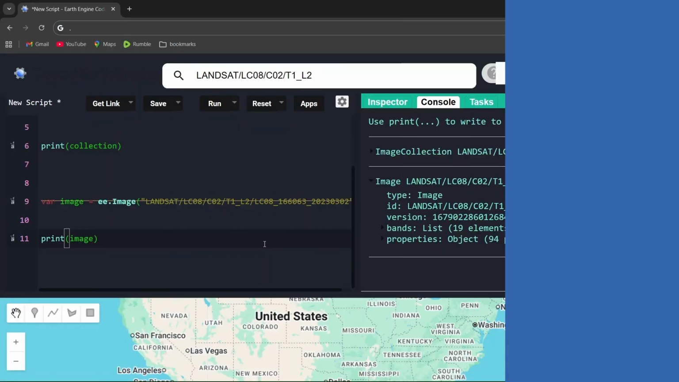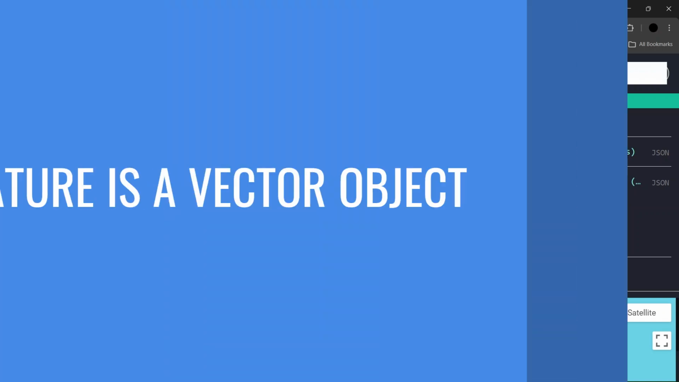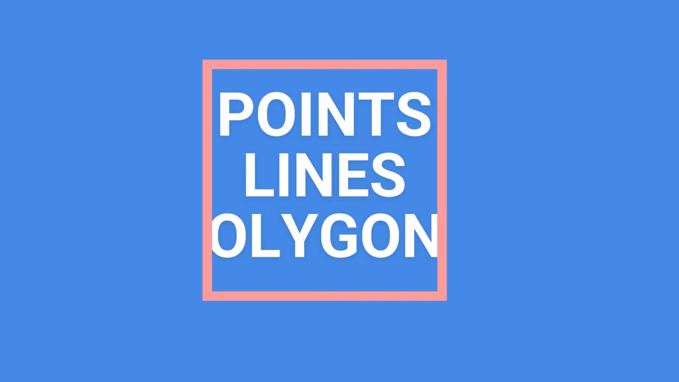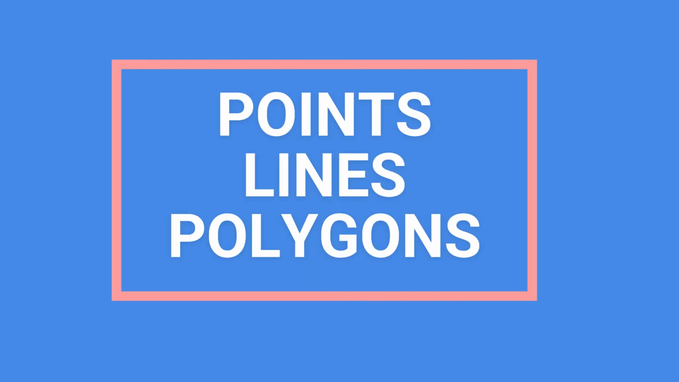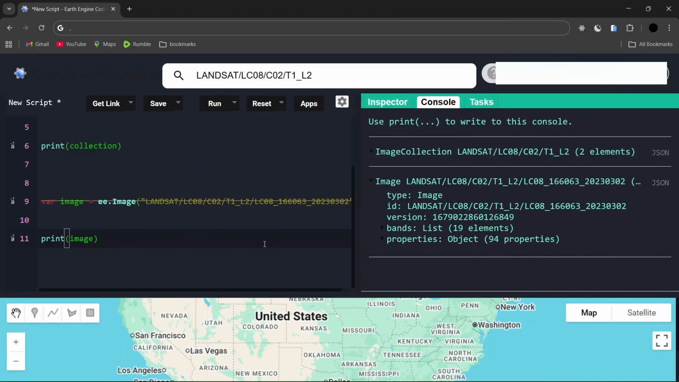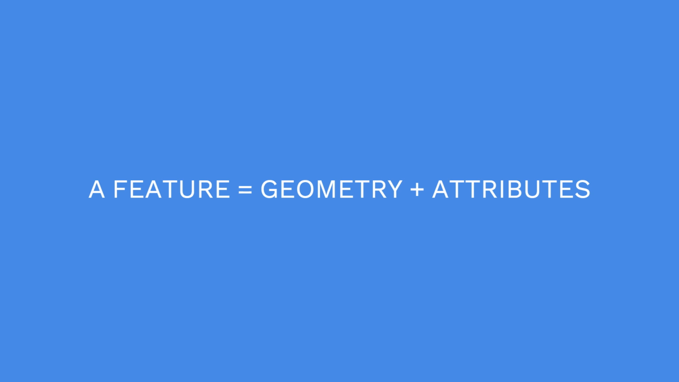Before the feature collection, of course, we would like to understand what a feature is. A feature represents a vector object. Vector data is made up of geometry such as points, lines, and polygons. But a feature is more than just geometry. It also contains attributes or properties. For example, you can have a city as a feature, but that city also has other attributes like name, population, country, and whatever the feature could be. A feature is basically geometry plus attributes.